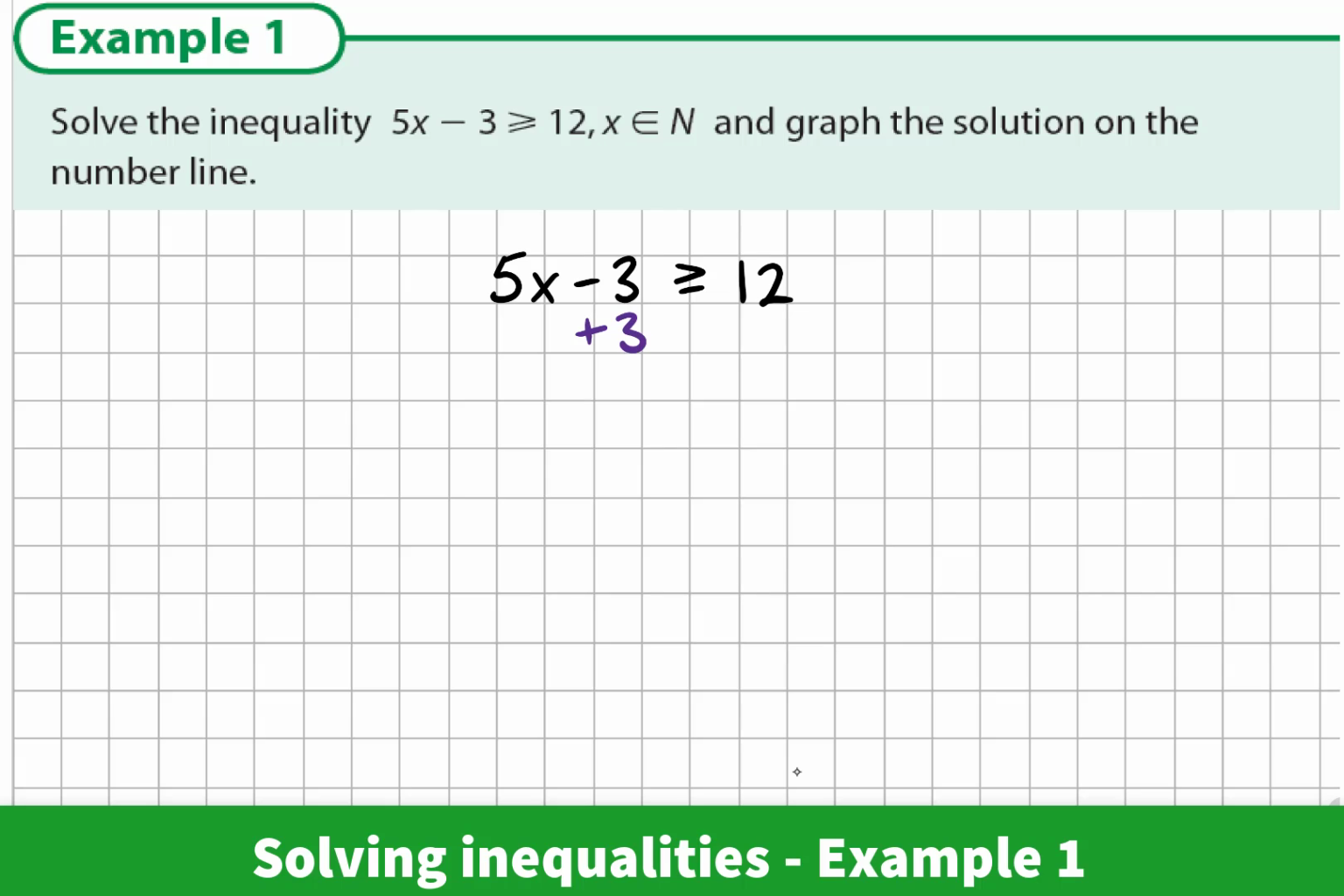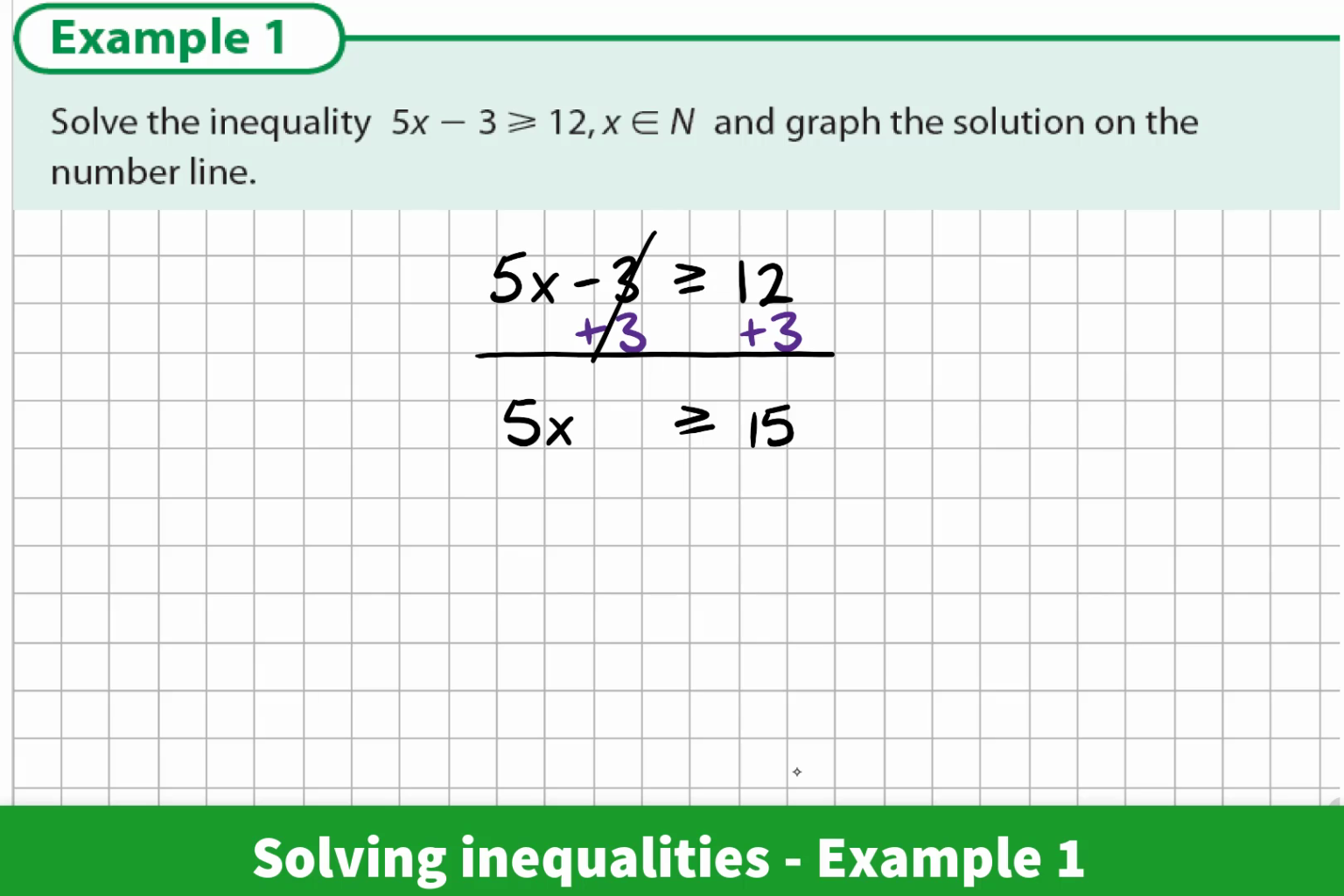So the left hand side is larger than the right hand side, but if we add 3 to both sides, this will still be the case. Adding 3 to both sides will simplify the left hand side, leaving us with 5x being greater than or equal to 12 and 3 is 15.